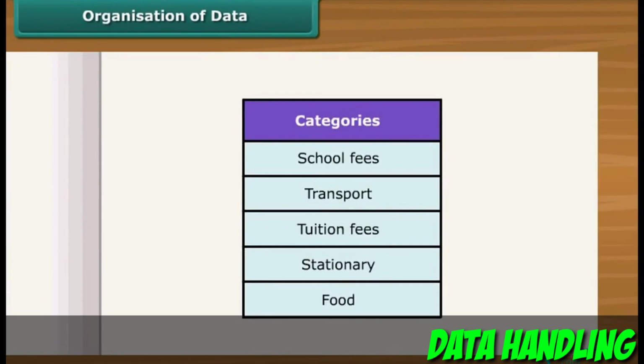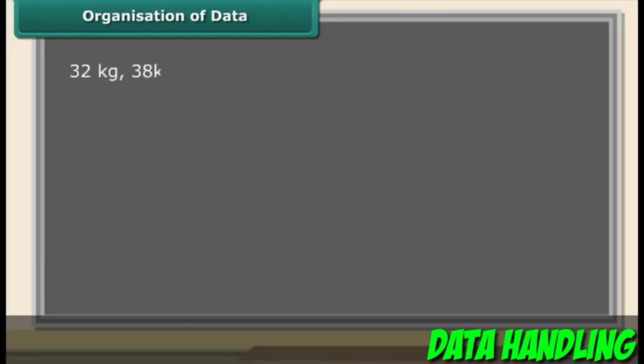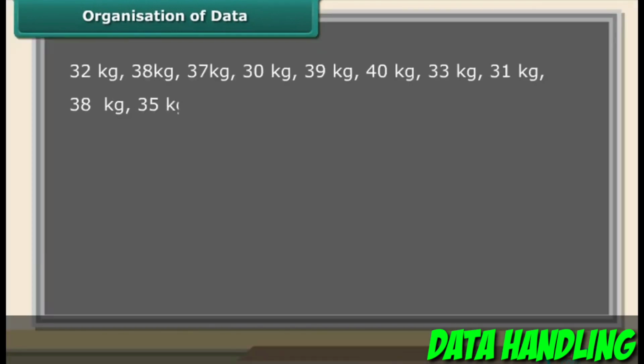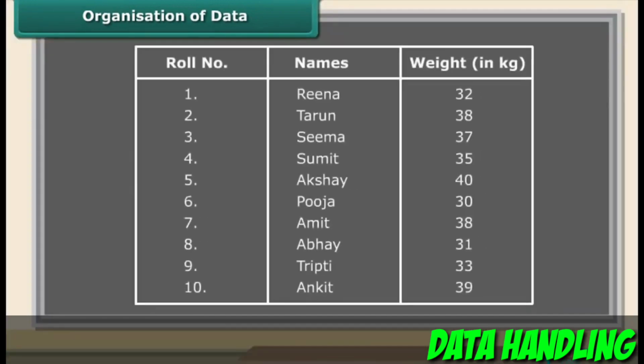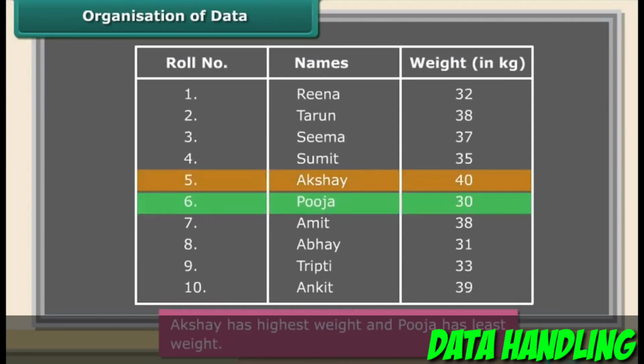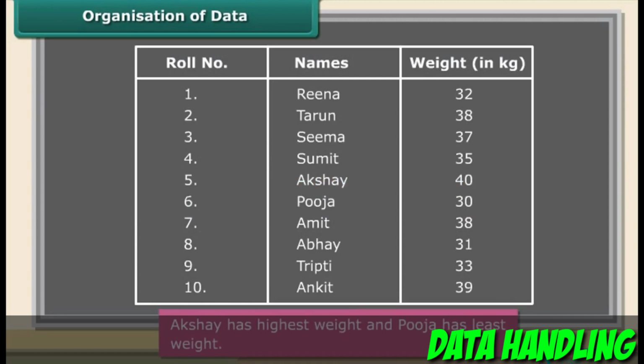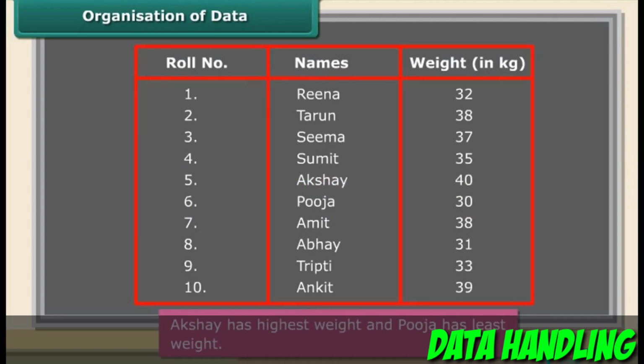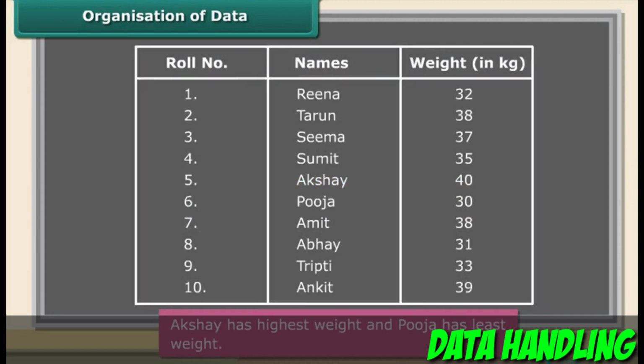We collect data to record and organize it. But why do we need to do that? Look at the following data. A class teacher of class 7th listed the weight of 10 students in this way. Is this data easy to understand? Now look at this data. You can easily know which student has highest maximum weight and which has least. So when we put data in a proper table, it becomes easy to understand and interpret.